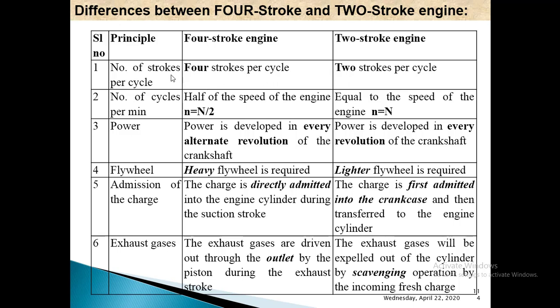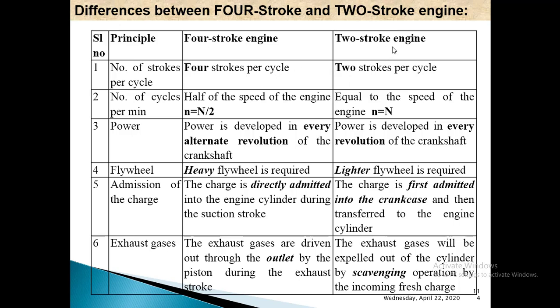The most important thing is the number of strokes per cycle. This is the first parameter, and based on this, we'll tell the difference between the four-stroke engine and the two-stroke engine. In the four-stroke engine, as the name itself suggests, there are four strokes per cycle. So I'll mention four strokes per cycle. You all know the four strokes: suction, compression, power stroke, and exhaust stroke.